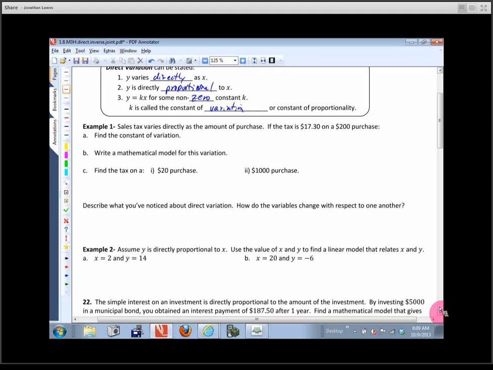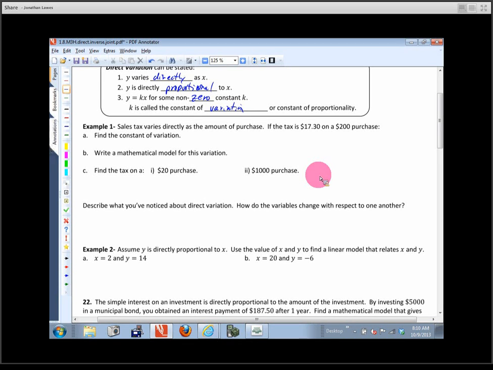And we always ought to have some guess as to what number our calculator is going to spit out once we get that. Okay? So example 1 starts off with a statement, and it says, sales tax varies directly as the amount of purchase. So the sales tax is going to be determined directly from the amount of the purchase. Okay? If the tax is $17.30 on a $200 purchase, it says find the constant of variation.